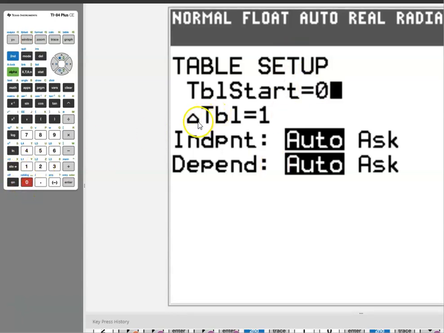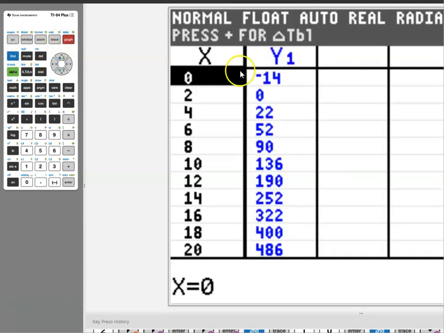You can go up. This says change in table. If you wanted to, you could go up by 2s. So let me get to that number. If I hit 2 and I say second table, look what's happening. My x's are changing by 2s. Okay, so be the master of that table. That covers number 9. Let's go to number 10.